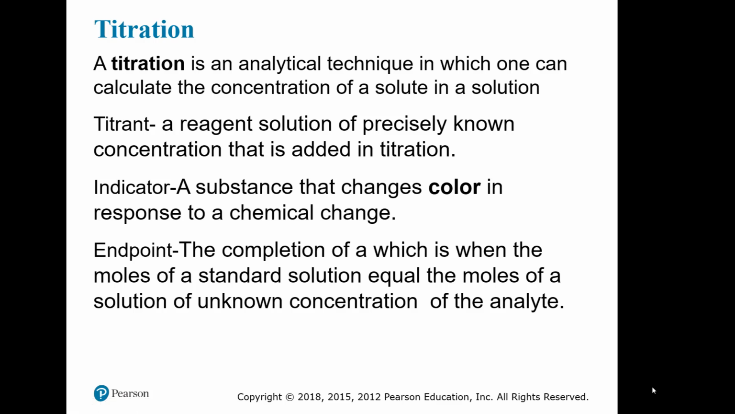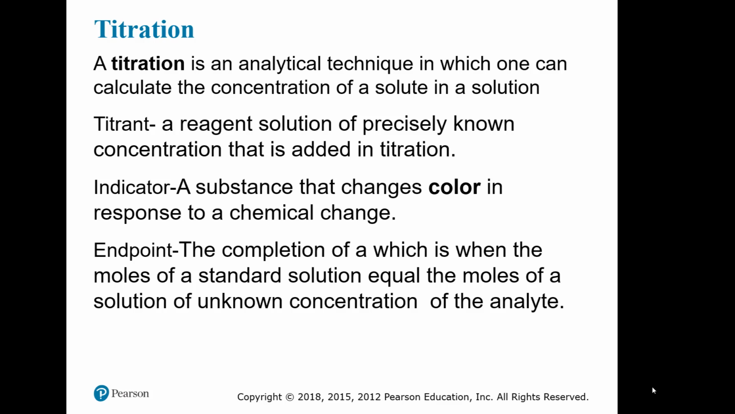And the final topic in Chapter 4 is the titration. Titration is a common laboratory method of quantitative chemical analysis, and this is used to determine the concentration of an analyte. Since volume measurements play a key role in titration, it is also known as volumetric analysis. The titrant, or a reagent solution of a precisely known concentration, is added to the analyte in a titration.